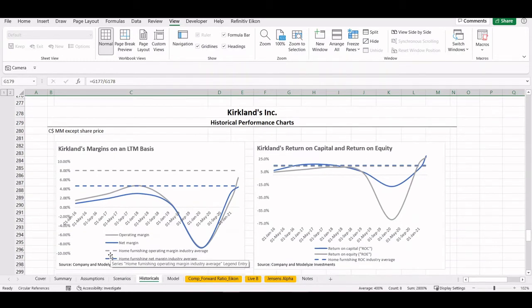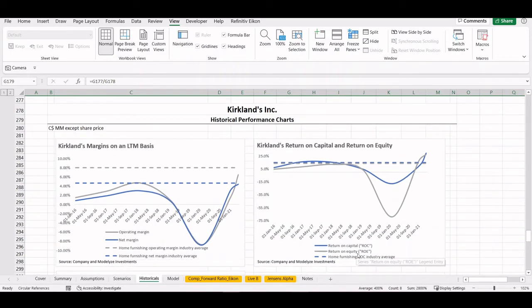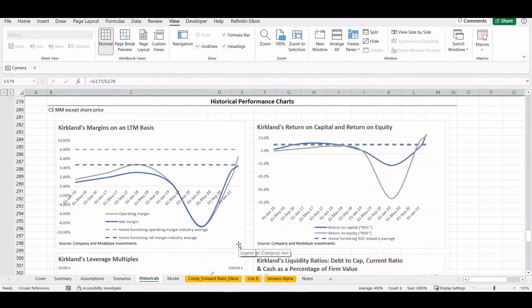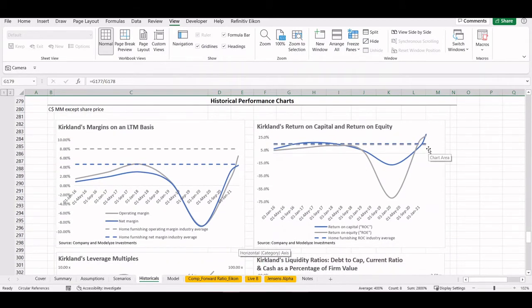So from an operating perspective, you can also look at their return on capital and return on equity. Generally, it's been below the furnishing industry average. So from an operating perspective, the company has been weak. Operating efficiency has been weak, but it's coming back.